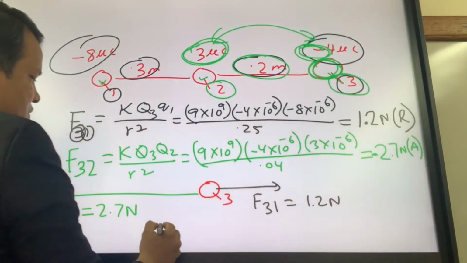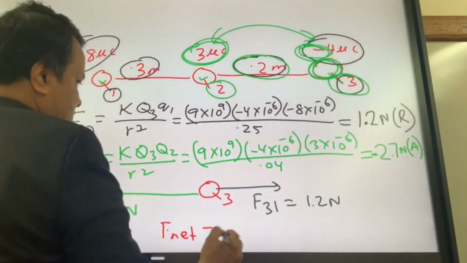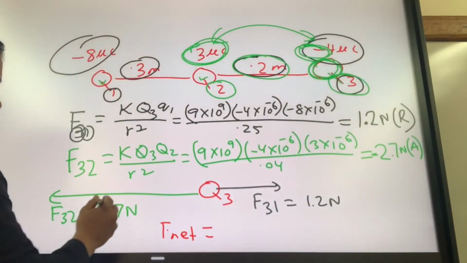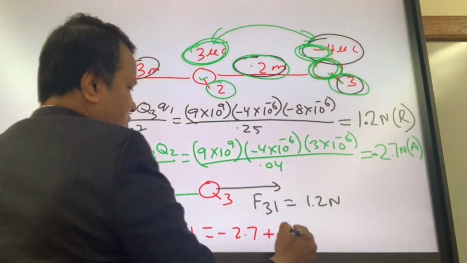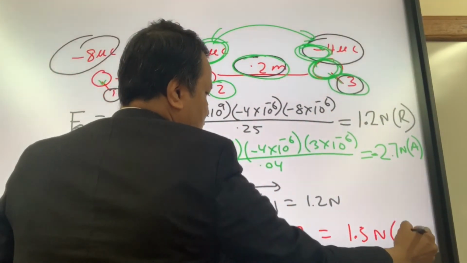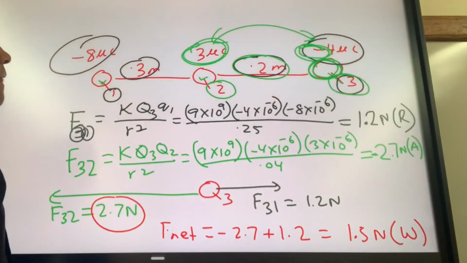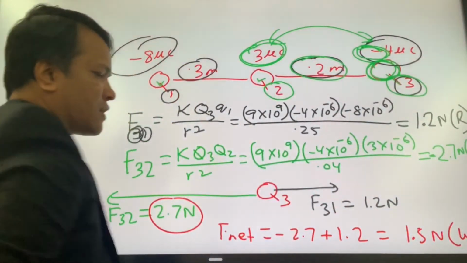Net force, F net is, this is negative 2.7 plus this is positive 1.2. So 1.5 Newton to the west. What does that mean? That means there is a net attractive force between Q3 and Q2.